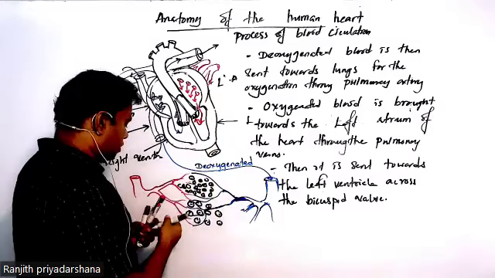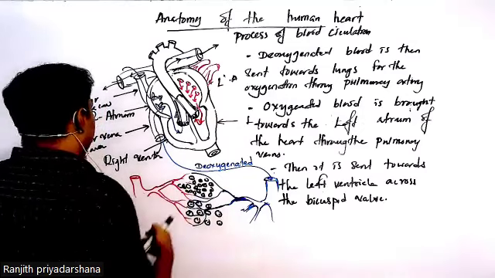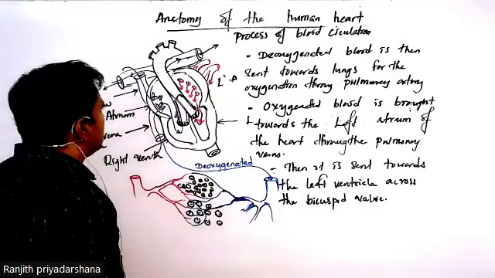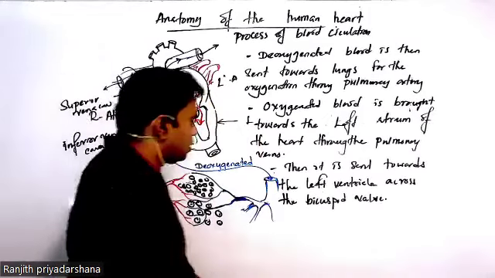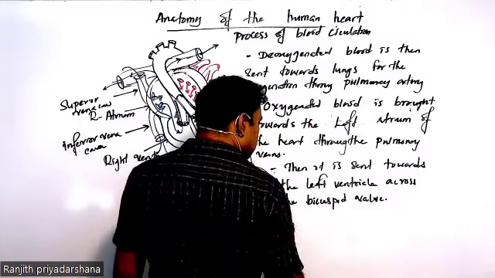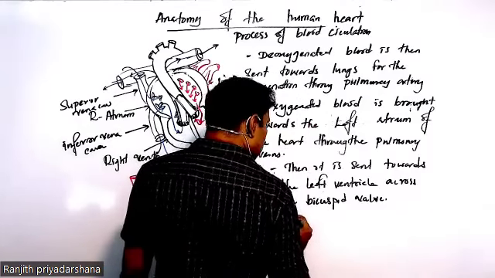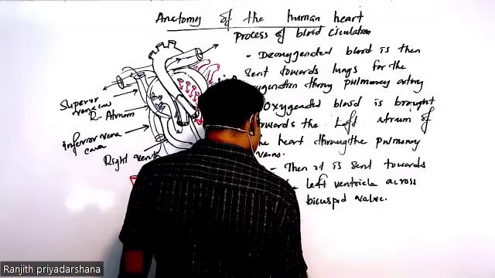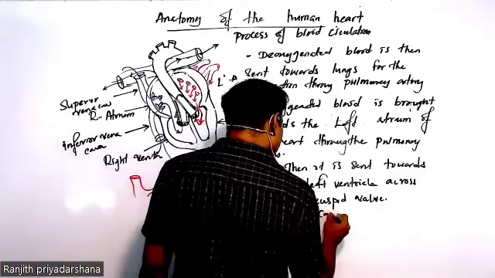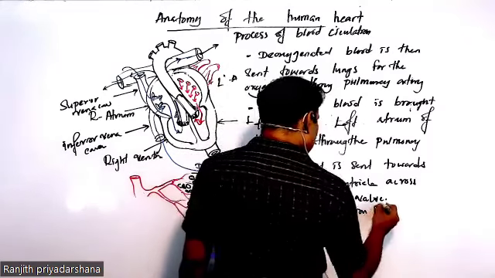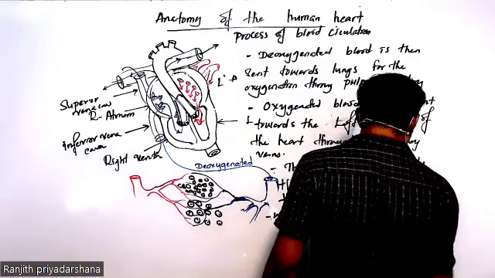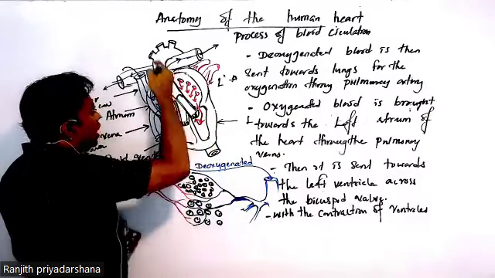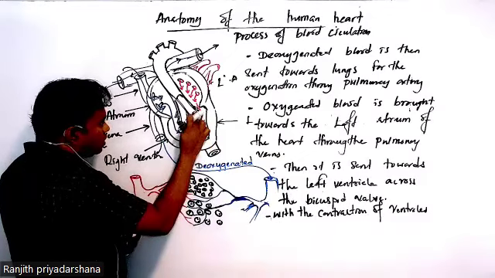Then with the ventricular contraction, or with the process of systole, the upper one is diastole and the lower is systole. Good. With the contraction of the ventricles, that oxygenated blood enters the aorta, opening the semilunar valves.